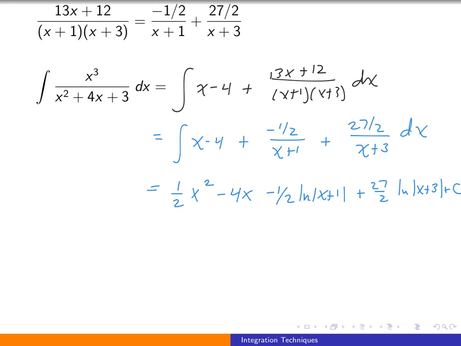So the big overall reminder is, if it is an improper rational function, your first step needs to be a polynomial long division to rewrite it. Then we find that partial fraction decomposition and then put everything together and evaluate these simpler, easier to evaluate integrals.